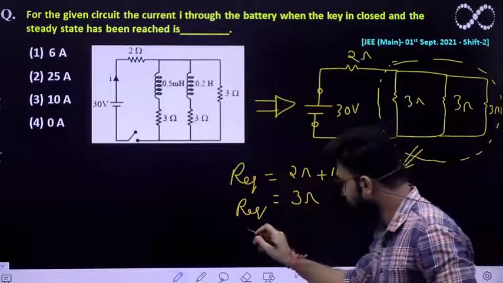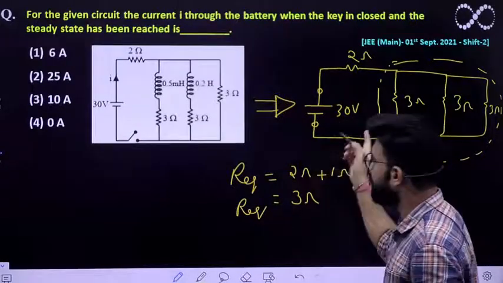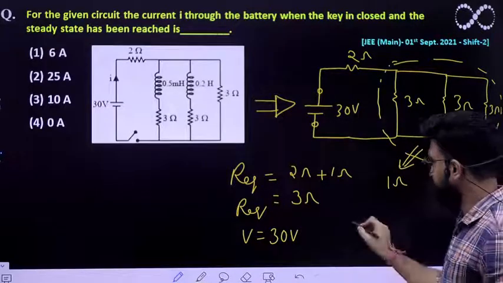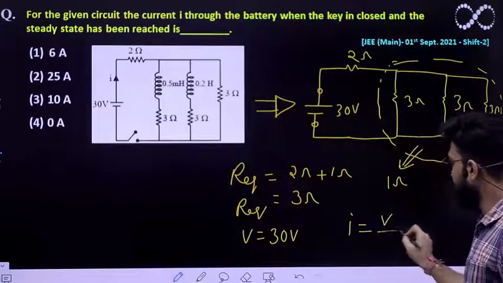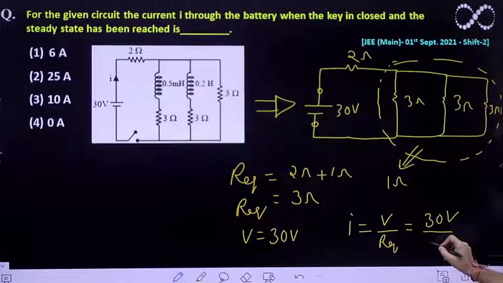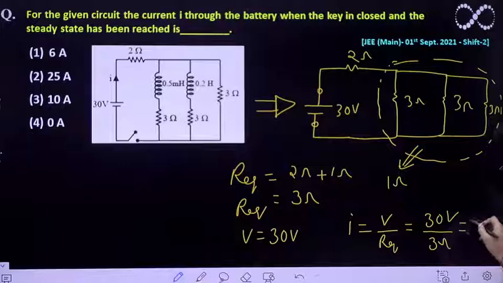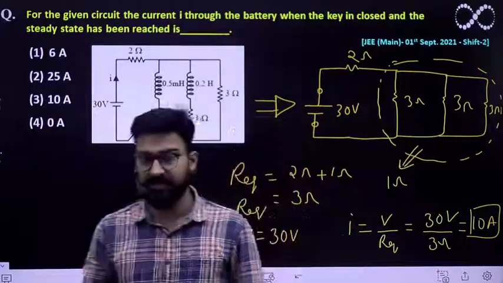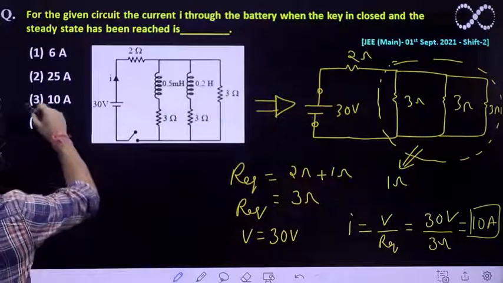The battery potential is already given to you, which is 30 volt. So the current supplied by the battery, which is I, must be equal to V by R equivalent. V is 30 volts and R equivalent is 3 ohm. So you'll get 10 ampere as the current supplied by the battery at steady state. So the third option is the correct option.